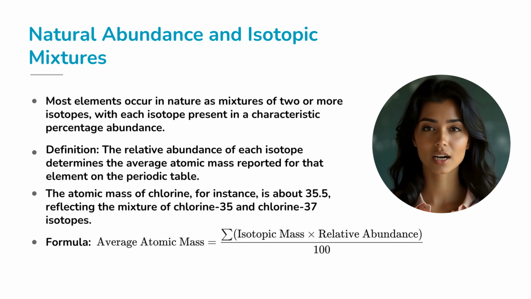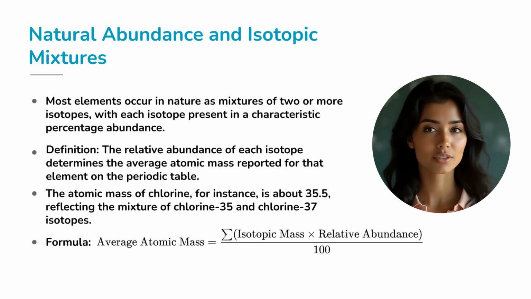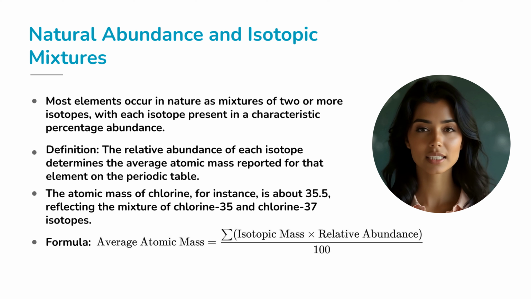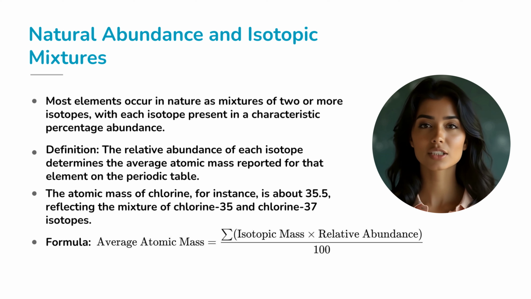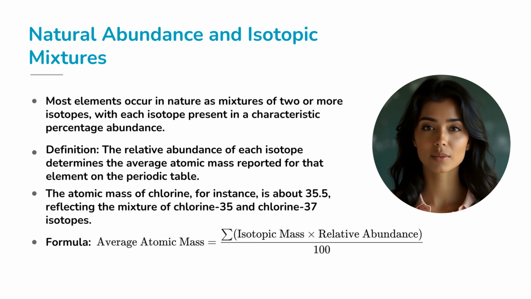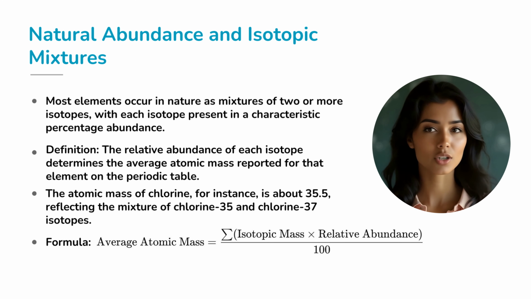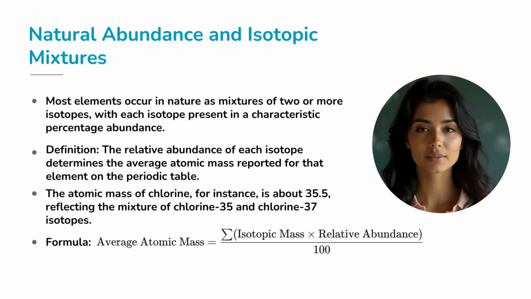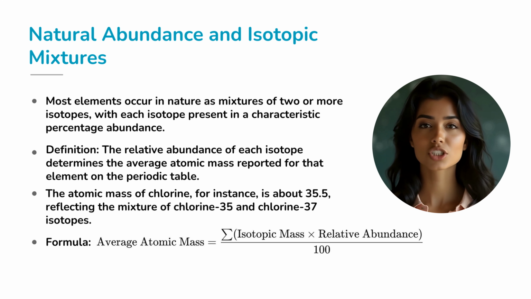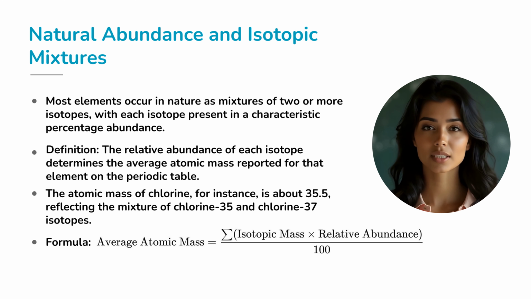Most elements you encounter aren't made of just one kind of atom, they're mixtures of isotopes. Each isotope is present in a certain percentage, known as its relative abundance. This is why, for example, the atomic mass of chlorine is about 35.5 instead of a whole number. It's because chlorine is found as a mixture of two main isotopes, chlorine-35 and chlorine-37. The relative abundance of each isotope is what determines the average atomic mass seen on the periodic table.